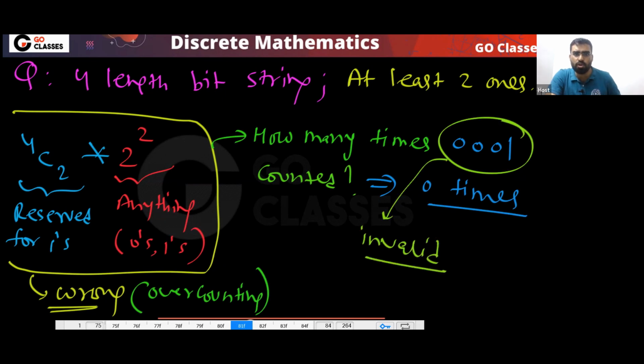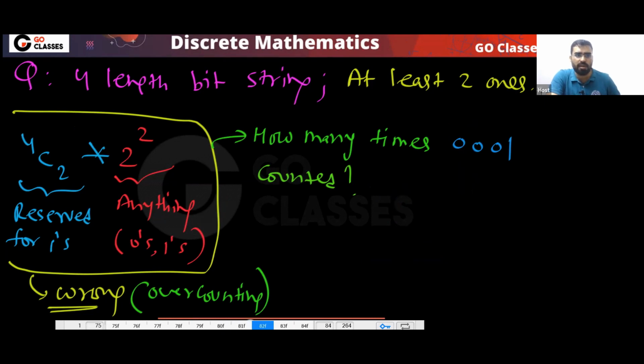Because see, what is your logic? Just focus on your logic. Can anyone tell me how I can guarantee that this string I did not count? Because I'm already reserving 2 positions for 1. So this is an invalid string, I have not counted it.